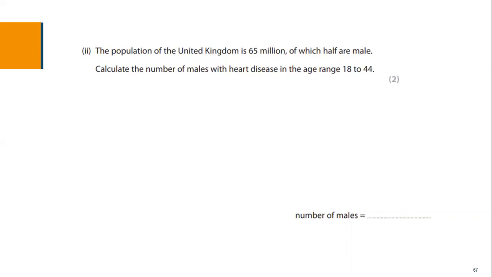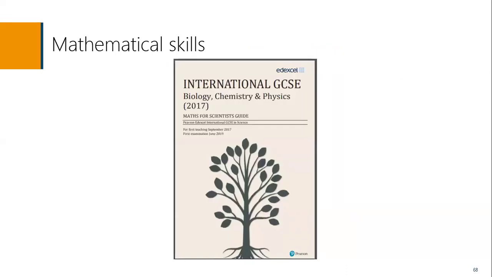Many maths questions focus on skills such as graphs, percentages, ratios, and probability. Things like genetic questions on probability, using percentages to calculate something like this. Again, there is a publication about maths for scientists, a guide to maths for scientists. This document again can be downloaded from the website.